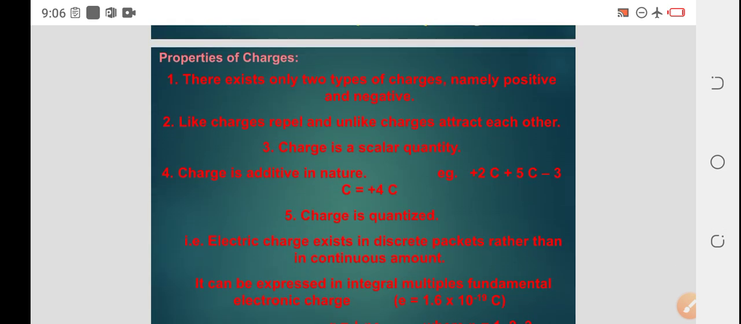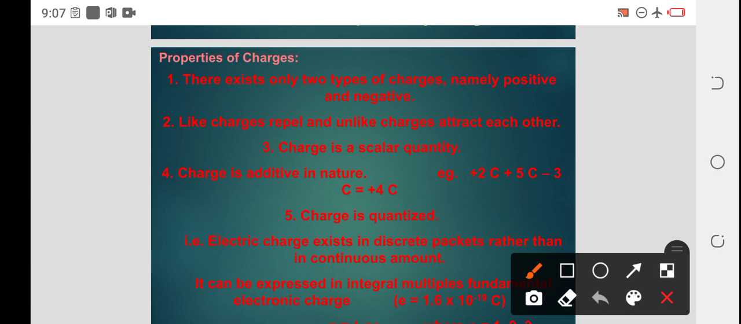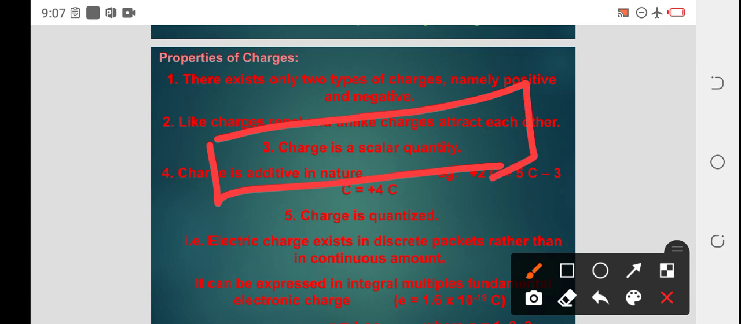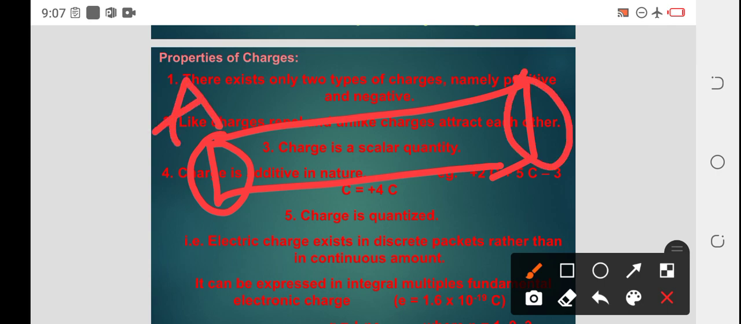Let's see. The next outline is about the properties of charge. Let's see what is meant by charge. First of all, what is meant by charge? Let's take a conductor. This is one terminal of the conductor, and this is the other terminal, represented by symbol A and symbol B. Just imagine the electrons flow from point A to point B.